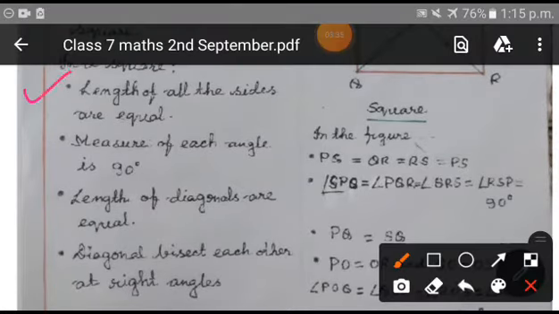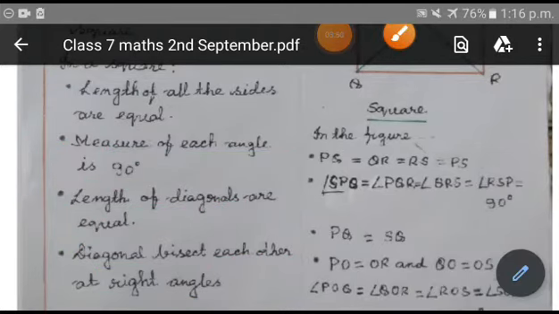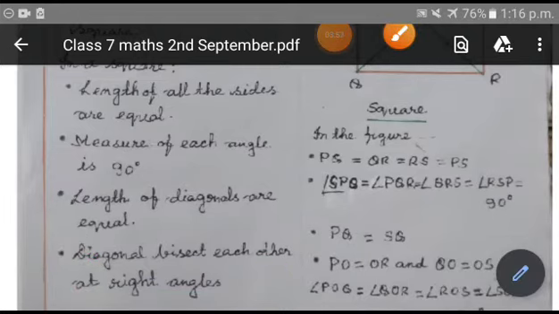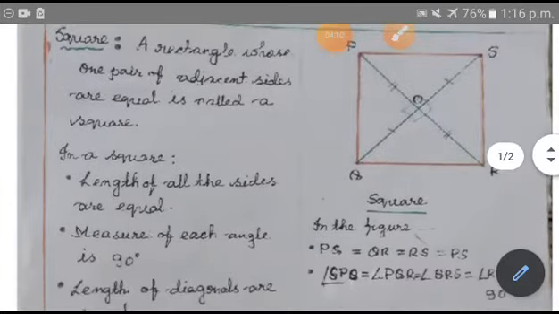First one is the length of all the sides are equal. Next, the measure of each angle is 90 degrees. Next, the lengths of the diagonals are equal and the diagonals bisect each other at right angles. This property of bisecting each other at 90 degrees, or right angles, we find similar to that of the property of the rhombus. In a rhombus also the diagonals bisect each other at 90 degrees although they are of unequal length. But in a square the diagonals are of equal length as well as they bisect each other at 90 degrees.